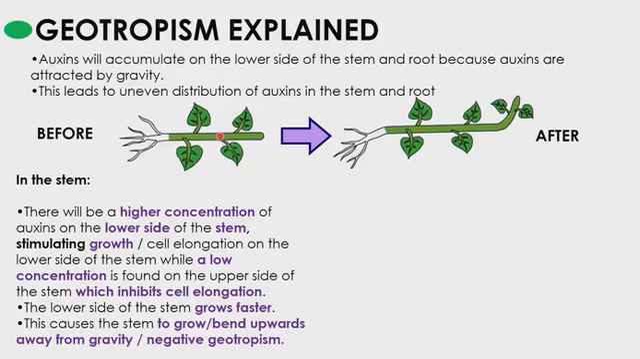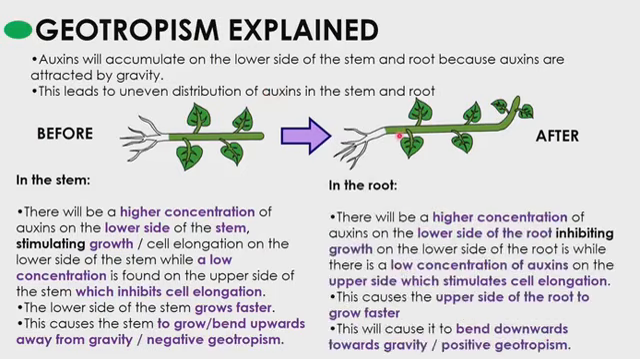Basically, what we will find then is that it's growing away from gravity, so we call that negative geotropism. Now, in the root section, we find that there's a high concentration of auxins on the lower side of the plant, but this is going to inhibit that cell elongation. But there's a low concentration at the top of this root section, which means that cell elongation will still take place. As a result of this uneven growth, the plant is going to bend downwards, and we said that the plant is now positively geotropic, or positive geotropism has taken place.